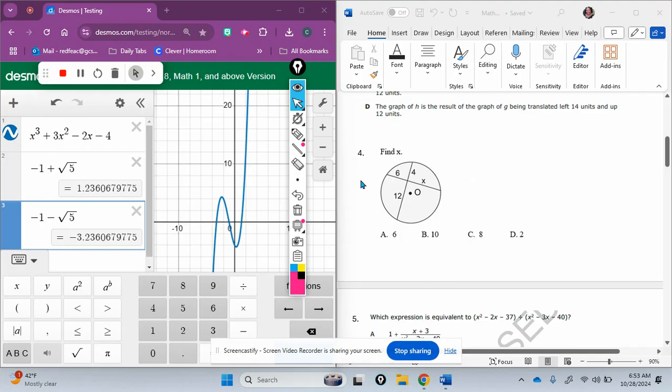All right, number 4. It says find x. So if I want to find x, I have to use the property where these right here are segments. So we do segment times segment equals segment times segment. So we do 6 times x equals 4 times 12. Okay, so you're going to solve this on your own and get your answer. Remember, anytime you see one of these with the numbers on the segments, it's segment times segment equals segment times segment.